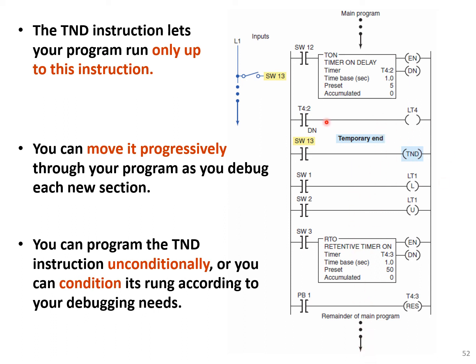So it's good to understand the performance of the first part, debugging the first part, and then move the TND to other rungs and check the performance of other rungs as well. So you can move progressively through your program as you debug each new section. You could move from one rung to the other. You can program the TND instruction unconditionally, or you can condition its rung according to your debugging needs. Okay, so it could also have some conditions.